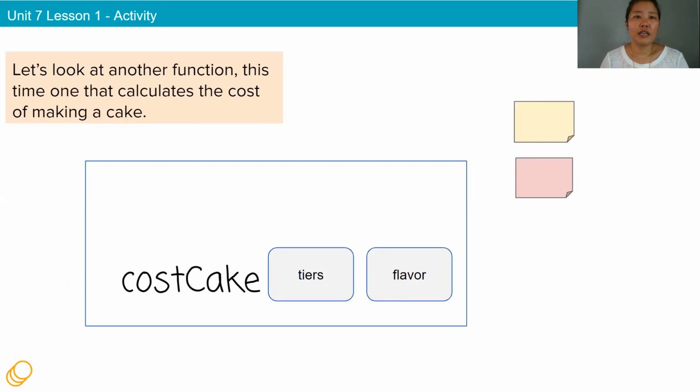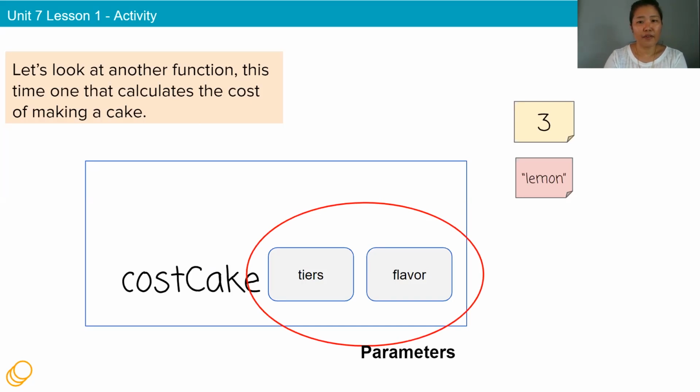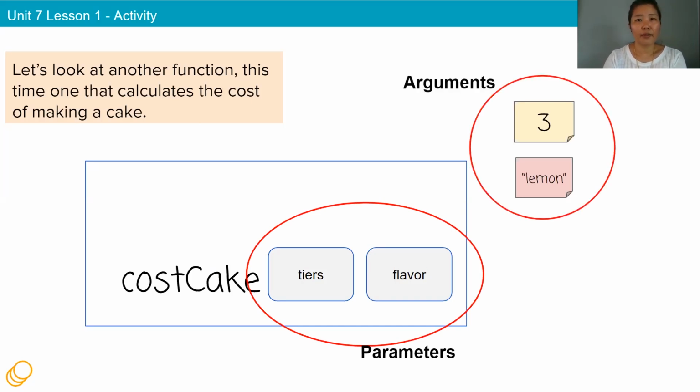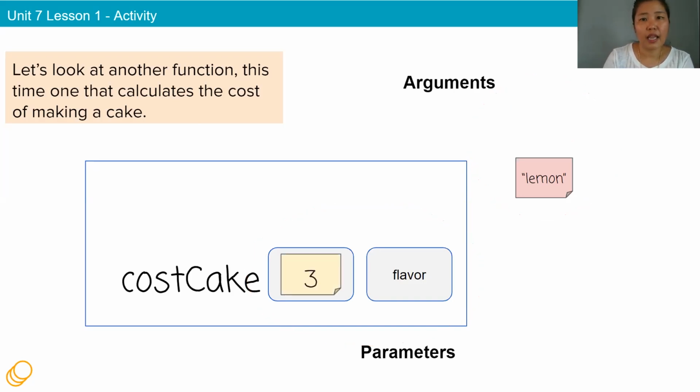Now let's take a look at another function. This time, let's take a look at how to calculate the cost of the cake. Again, our parameters tiers and flavor, and our arguments 3 and lemon will be passed to the parameters tiers and flavor.